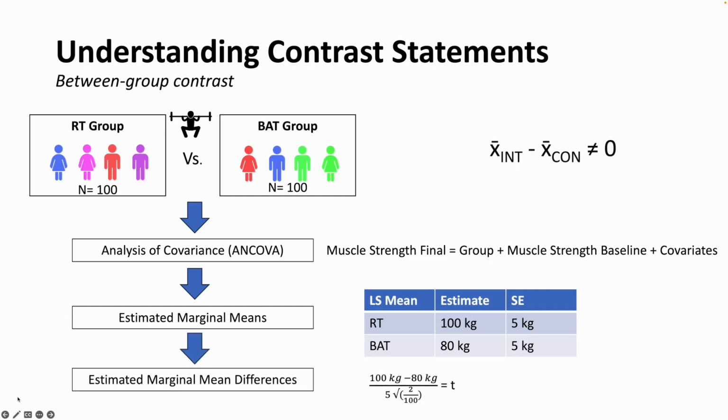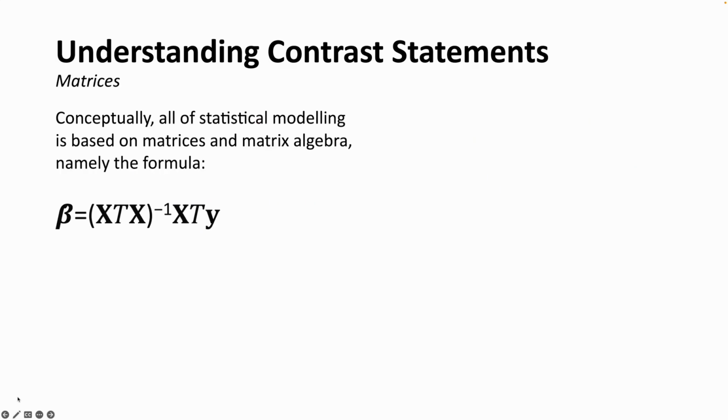Then what we would do is conduct a t-test of some sort, looking at whether the two groups differ, and that would be equal to 100 kilograms minus 80 kilograms. We're just looking to see whether those two means differ from each other, whether there is indeed a difference that's larger than 0. And again, that's just going back to that same contrast of x bar intervention minus x bar control, and just trying to see if that's different from 0.